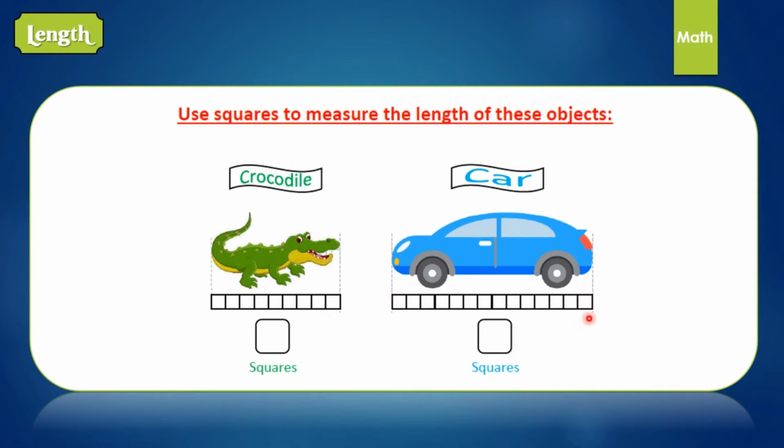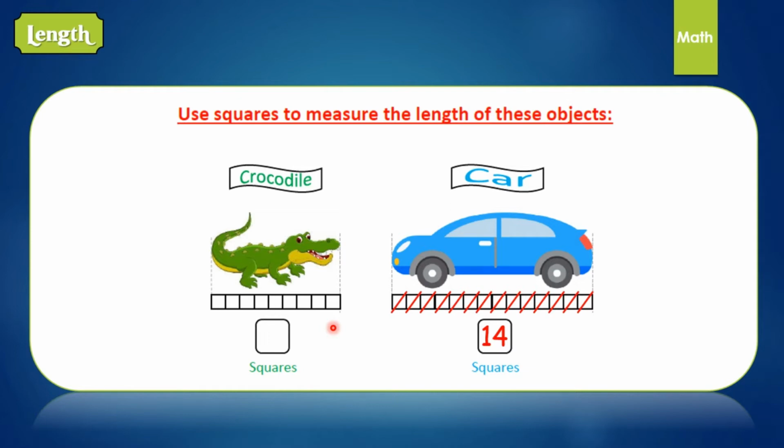Okay, let's count. 1, 2, 3, 4, 5, 6, 7, 8, 9, 10, 11, 12, 13, 14. So the length of this car equals 14 squares. Okay, what about the crocodile? Can you do the same?